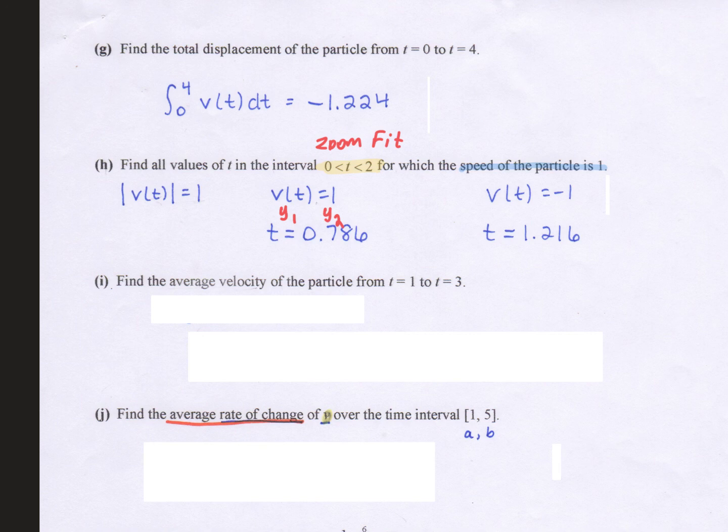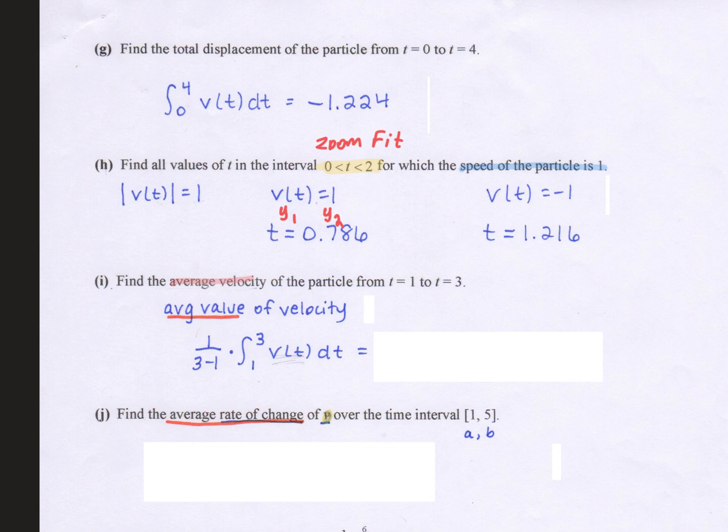1.216. In part I, we're asked for the average velocity, and remember our interpretation of that is an average value of velocity. So I have to do an average value setup for this one. That is an integral over an interval. My interval is just going from 1 to 3, so that's 1 over 3 minus 1. If this is average value of velocity, then what belongs here in my integrand is velocity. Once you have this set up, you are just typing buttons in your calculator to get your answer.